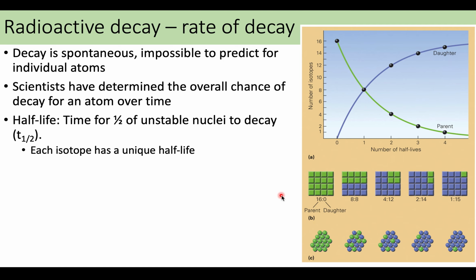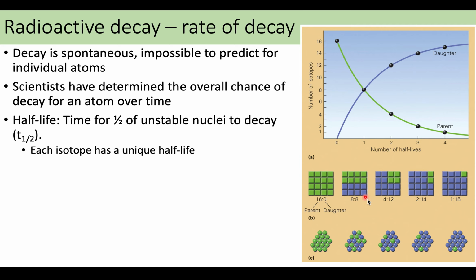So each isotope takes a different amount of time to decay. And the half-life is what we consider the time it takes to decay by half. So the time it takes to go from fully parent material, for this case here, let's say it's 16 to 0. So it's 16 parent to 0 daughter.